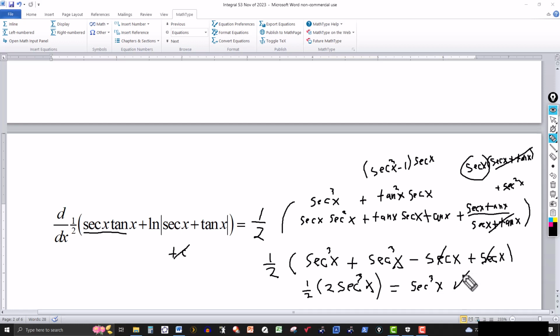So there's your check. It's a little bit involved, but it's a good exercise to practice your derivatives.